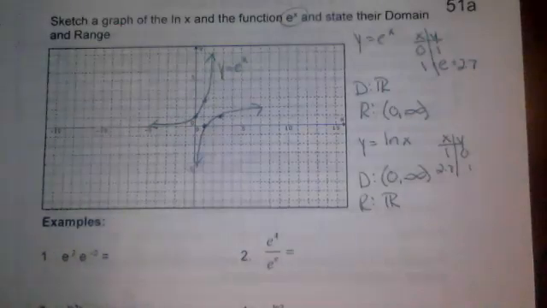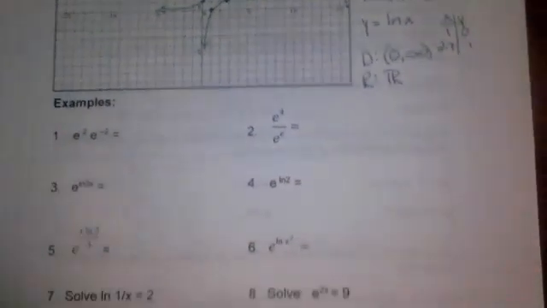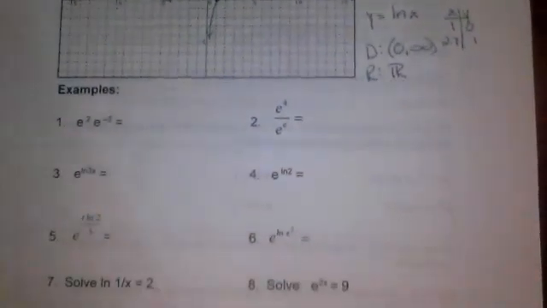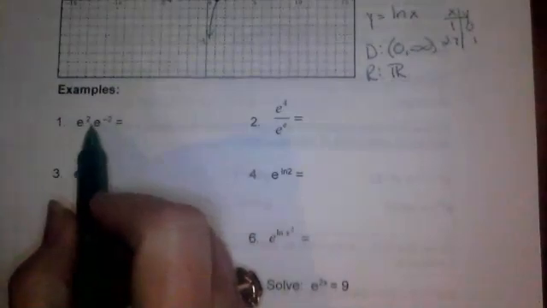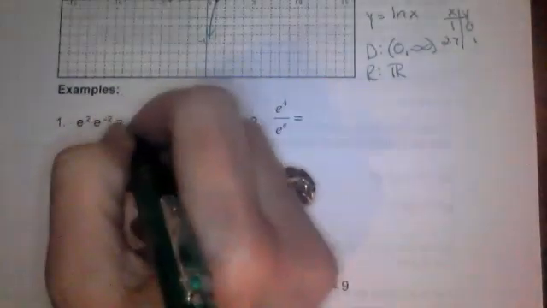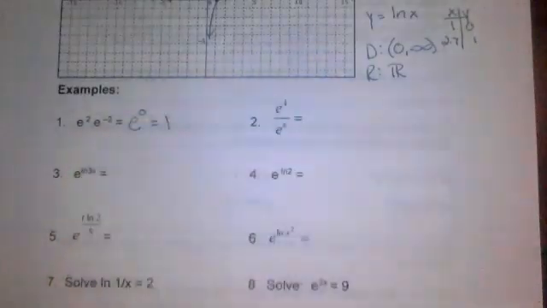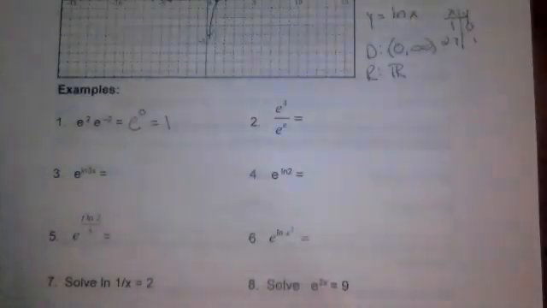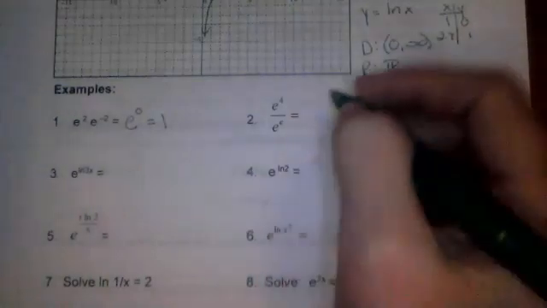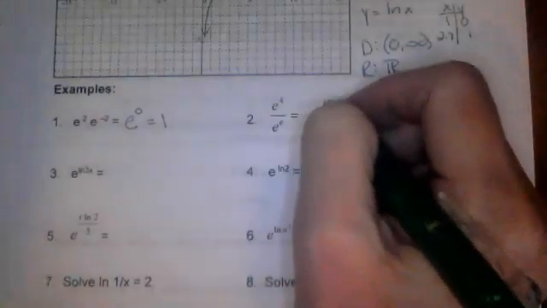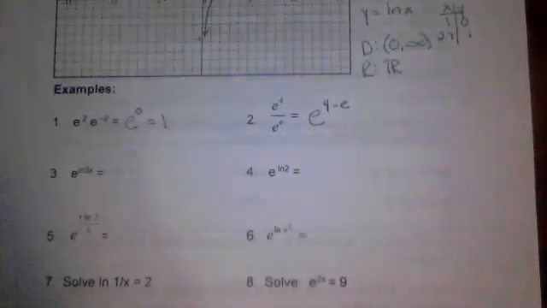All right, so now we have some where we're just practicing our rules. So we know that when we are multiplying, we add the exponents. So if I add these exponents, I get e to the 0 power, and anything to the 0 power is 1. When I'm dividing, I subtract exponents, so I get e to the 4 minus e power. And without a calculator, that's about all I can do.